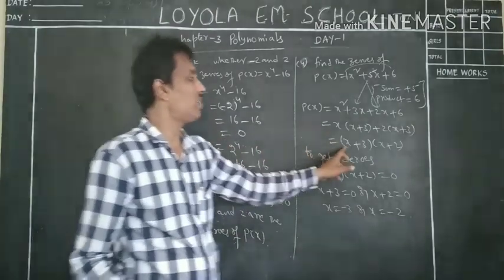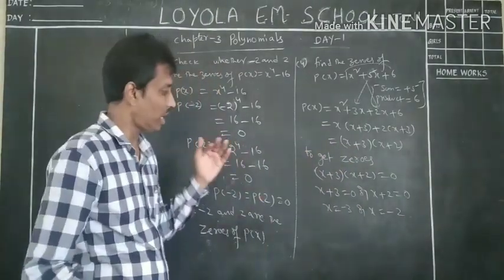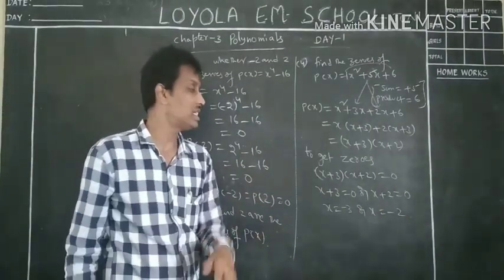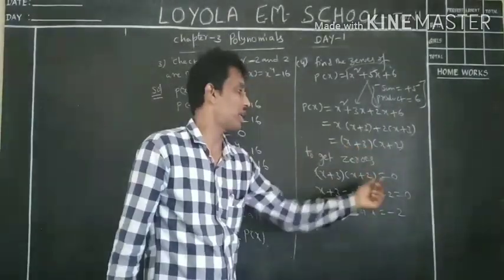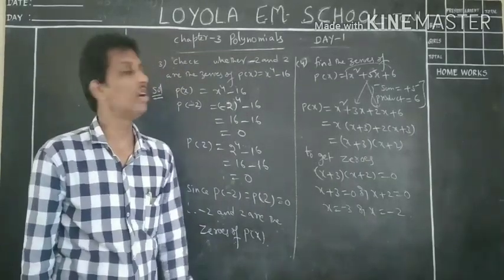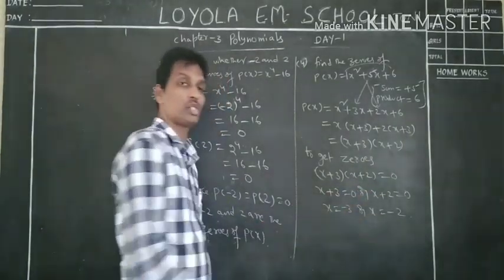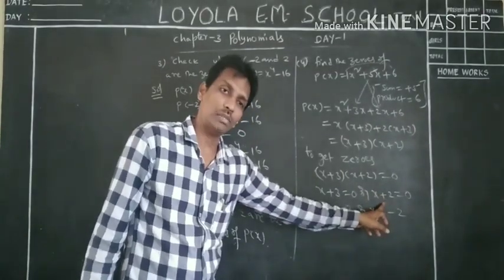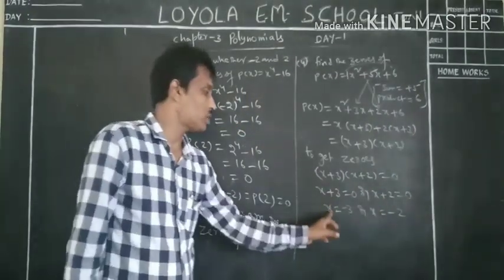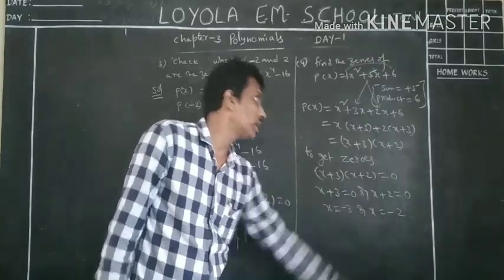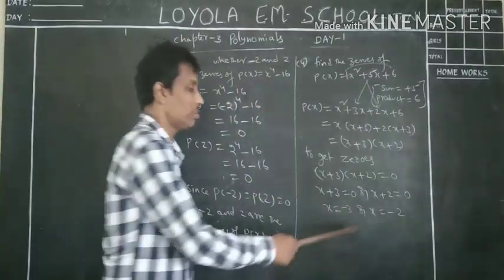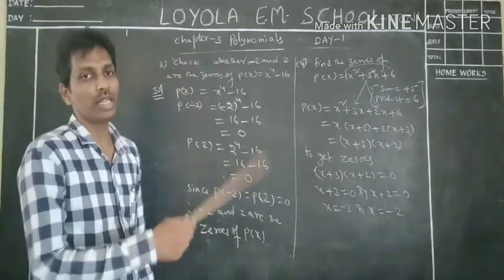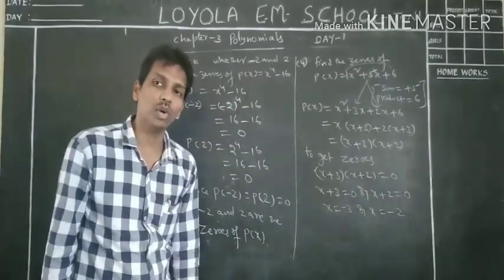Until here we get only factors, but we are asked to find its zeros. To get zeros, we equate this product to 0. We know very well that when the product of two terms becomes 0, either the first term is equal to 0 or the second term is equal to 0. Now x value becomes -3 or x value becomes -2. That means -3 and -2 are said to be the zeros of the given quadratic polynomial. Is it clear to all?